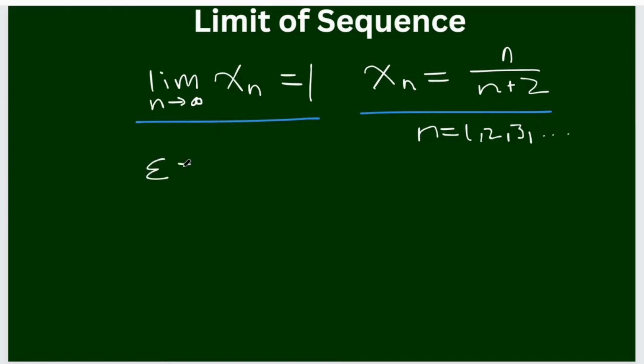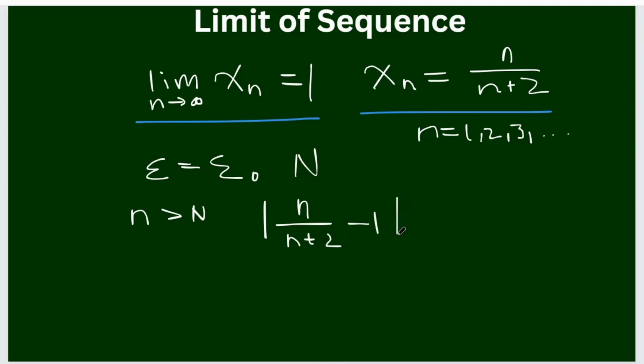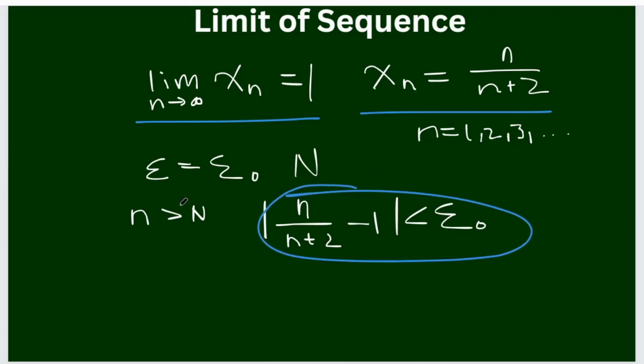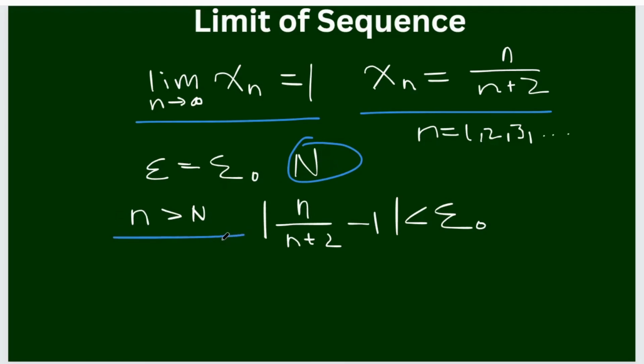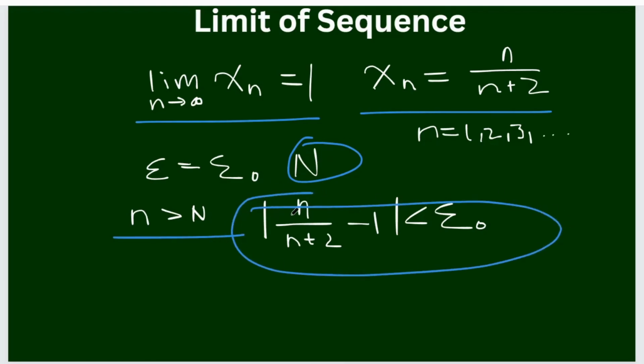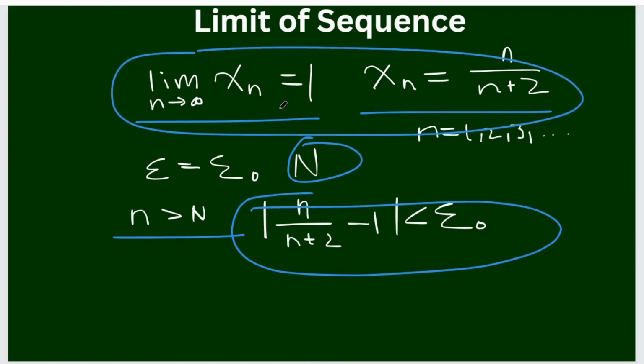Given any epsilon 0, as long as we are able to find an integer n, with small n greater than a capital N, such that this inequality, n over n plus 2 minus the limit, which is 1, smaller than epsilon 0, holds, we have proven it. So then, how do we actually do it?